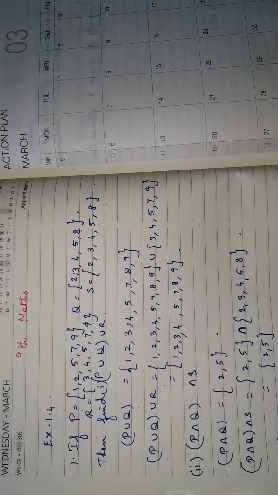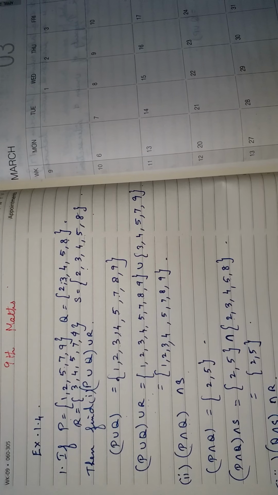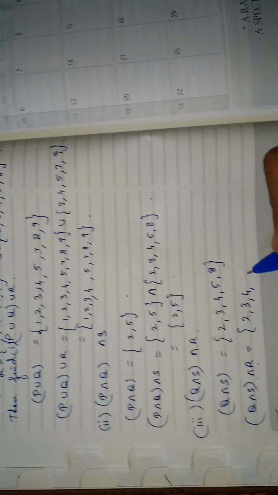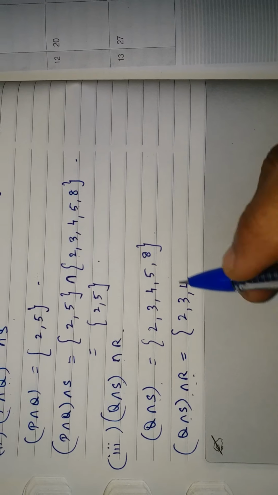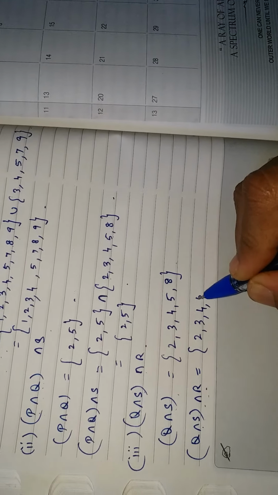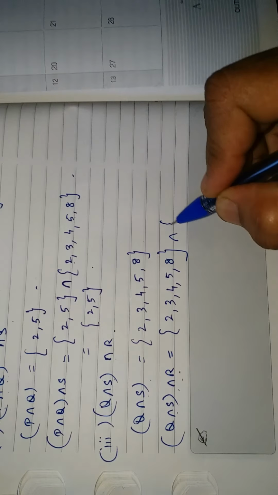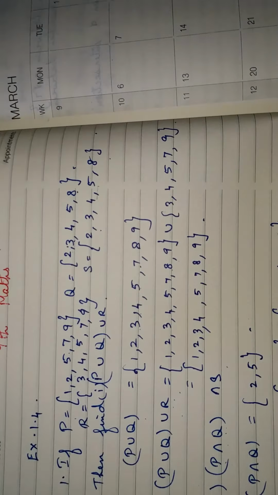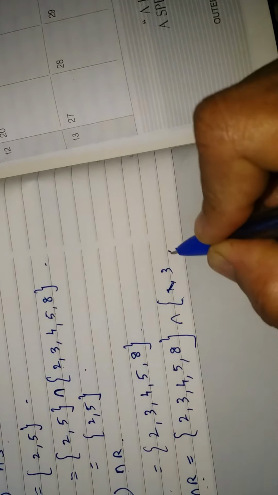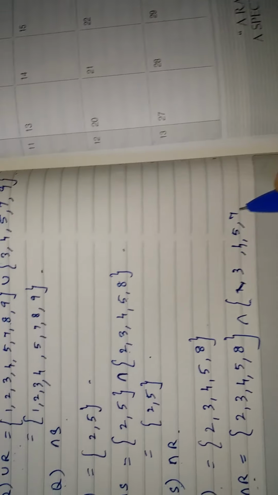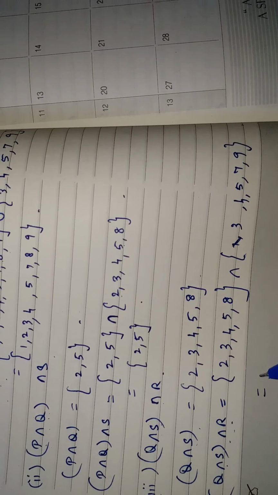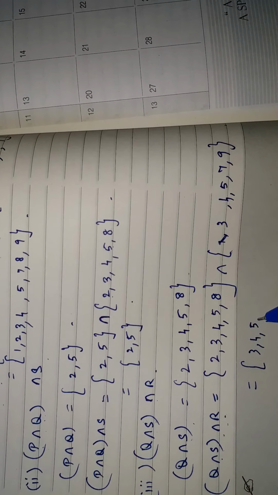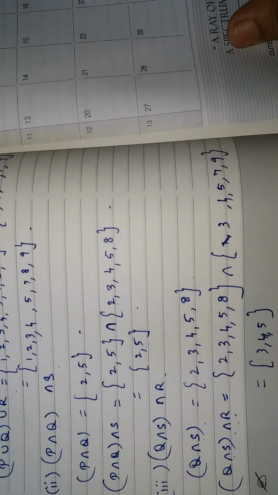Next is Q intersection S intersection R. Q intersection S is 2, 3, 4, 5, 8. So Q intersection S intersection R is equal to 2, 3, 4, 5, 8 as it is, intersection the R values. What are the R values? 3, 4, 5, 7, 9. Okay. So what is common in this? 3, 4, 5. Only these 3 values you have common.